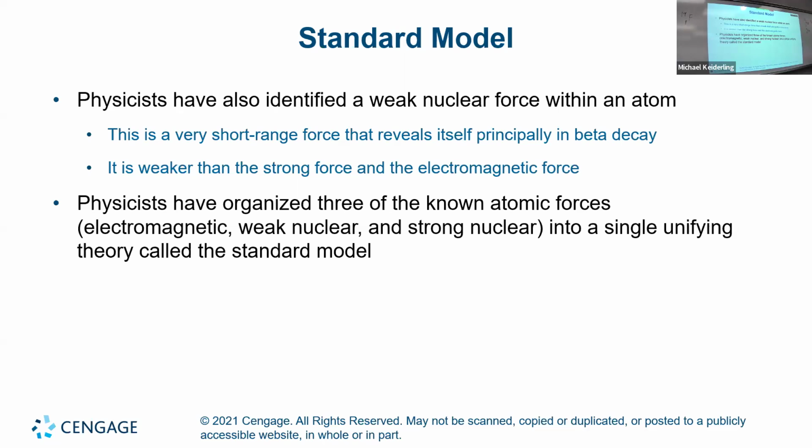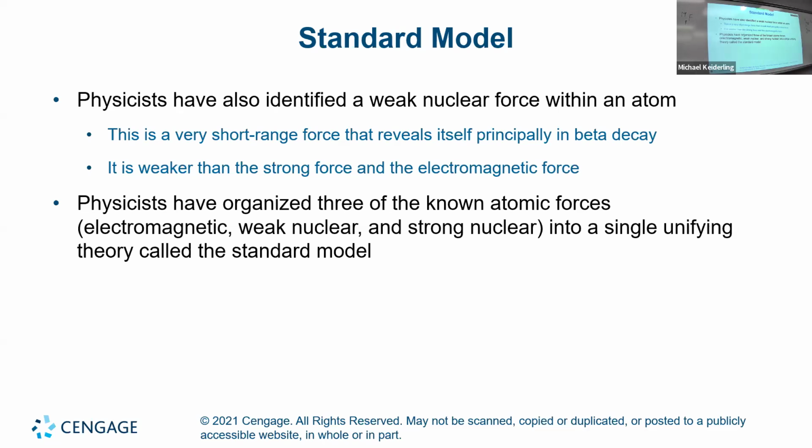So physicists have also identified a weak nuclear force within an atom. This is another very short-range force. It reveals itself principally in the process of beta decay. Beta decay is the process by which a proton turns into a neutron or vice versa, and emits an electron or an anti-electron. And it's weaker than the strong force and the electromagnetic force, hence why it's called the weak force. It's stronger than gravity, because gravity is just super weak.